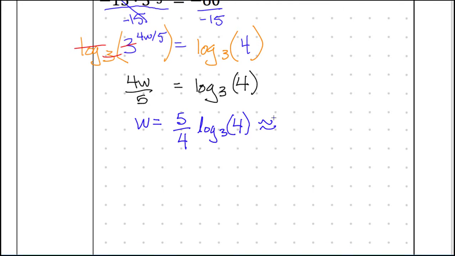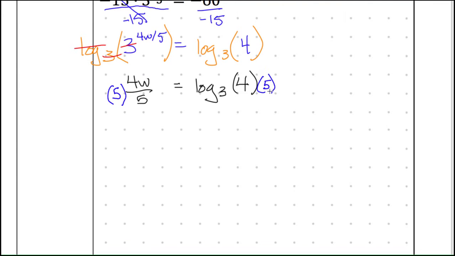Wait, whoa. Mr. Sindel went too fast. Let's back up. I was doing 2 steps at once, but I will do 1 step at once. I'm going to multiply both sides by 5, and by doing that, those 5's cancel out. I'm left with 4W equal to 5 log base 3 of 4.